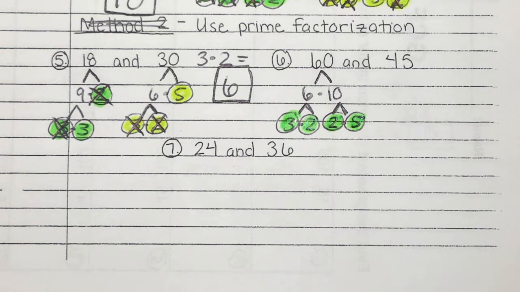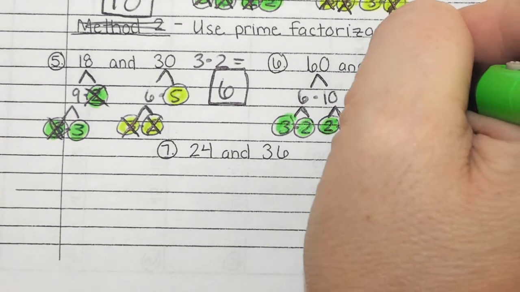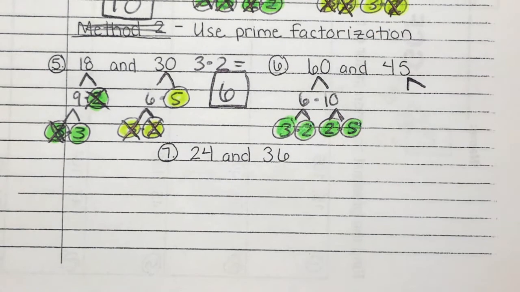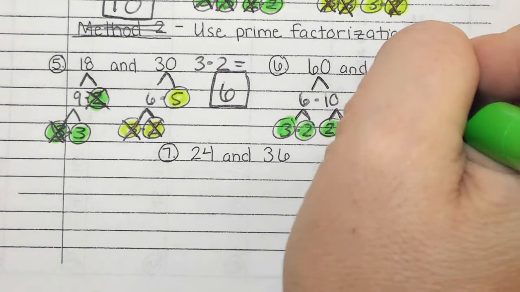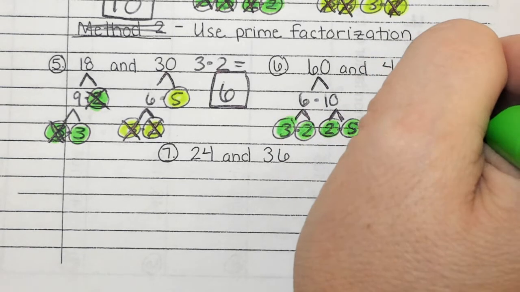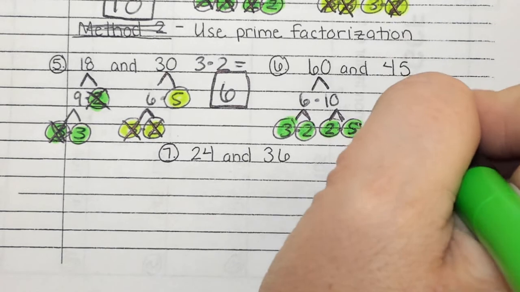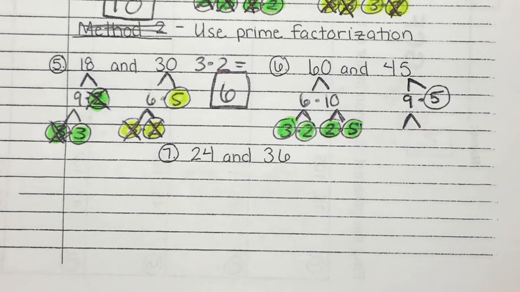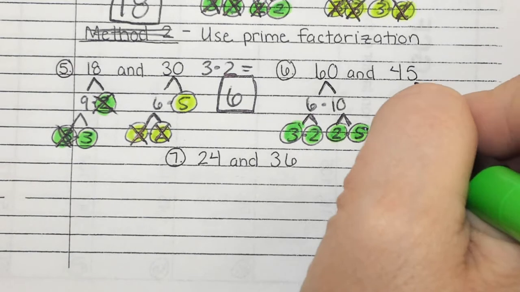All right. Let's look at 45. I'm going to kind of go to the side on this so I don't run out of space. 45. What two numbers can multiply to give me 45? Jeremy. 9 times 5. Can 5 go any further? No. So I'm going to go ahead and circle it. Let's split 9. What can multiply to give me 9? RJ? 3 times 3.